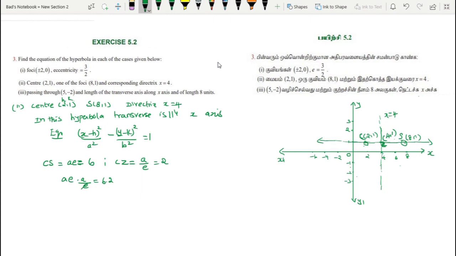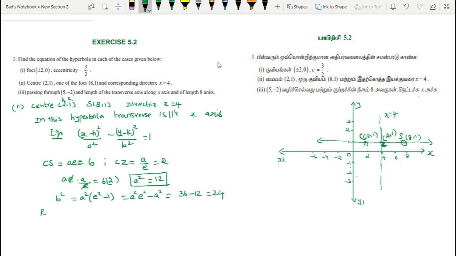So if E cancels, what is A square? A square equal to 6 2s are 12. So A square equal to 12. Okay. Next B square. So what is B square? A square into E square minus 1. So A square E square minus A square. So what is A square E square? 6 square, so that is 36 minus 12 equal to 24.